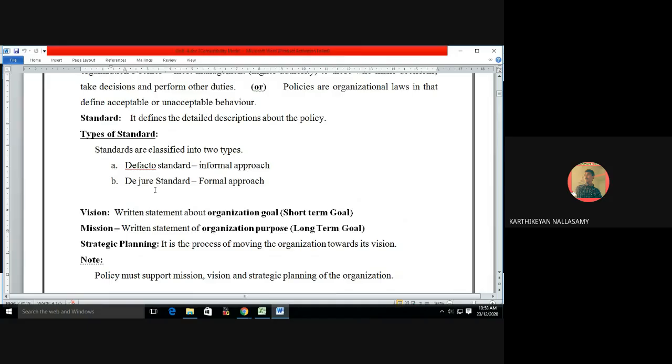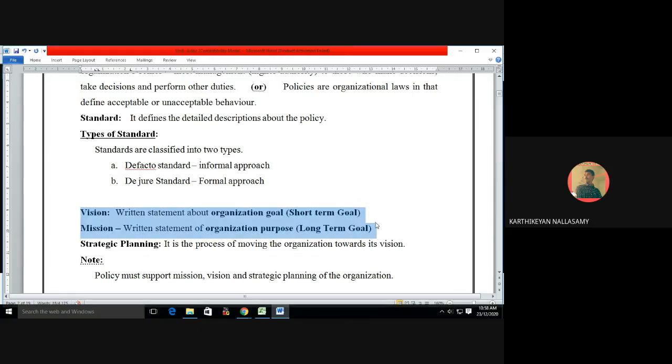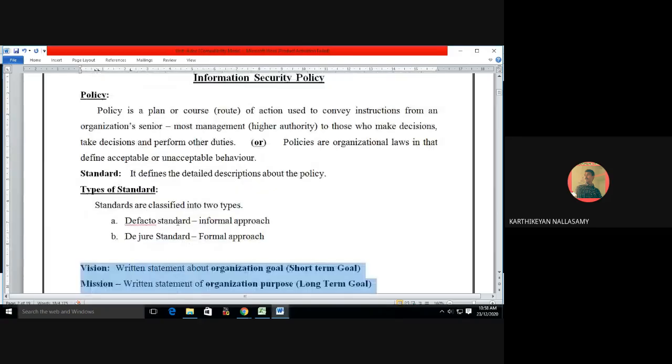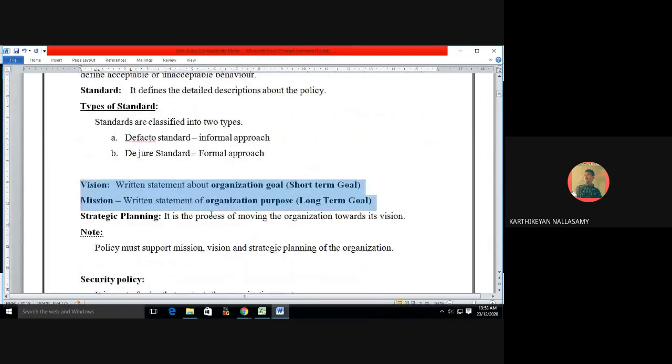So it must be defined as a mission. The mission always defines your organization's purpose, and the organization's goal is defined in terms of business. We also need to implement different strategic planning for moving our organization towards its vision, that is, defining different strategic planning methods for achieving your vision. A very important thing: whenever you implement the policy, it must support the mission, vision, and strategic planning of the organization.